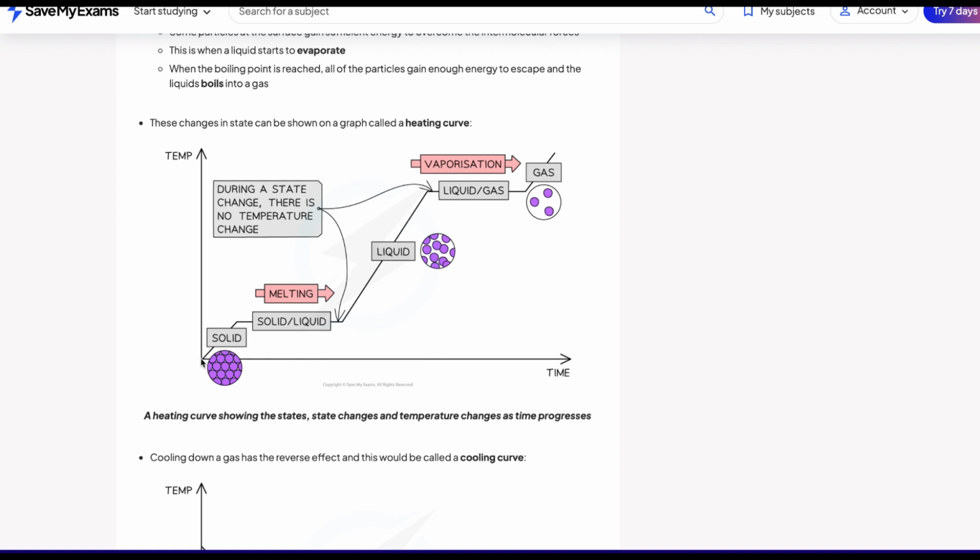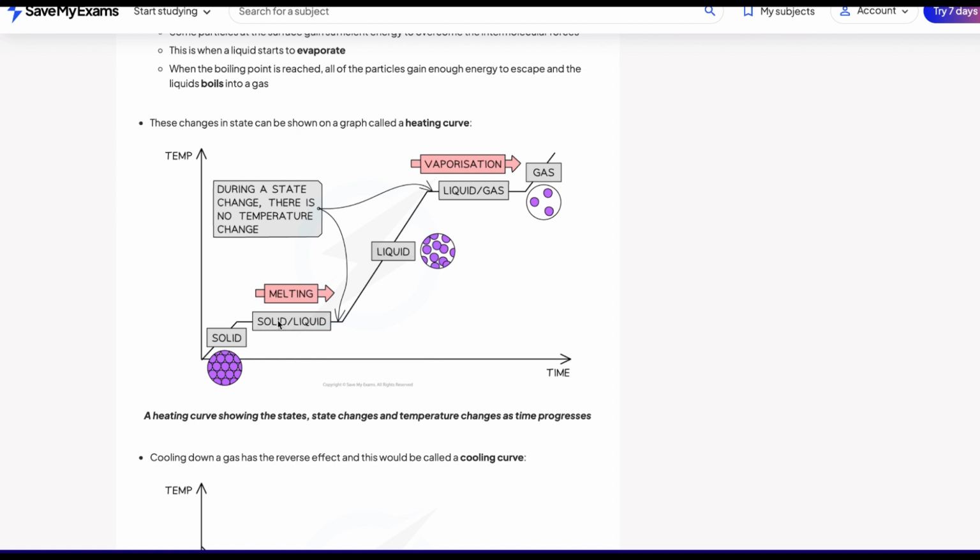So at this point, you have a negative value here, not 0. The 0 is at this point. The 0 is at this fixed horizontal point. 0 degrees is here. Here is negative anything, whatever. So between negative something and 0 is solid. It's solid. You can see the particles are arranged in a fixed position and in a fixed manner.